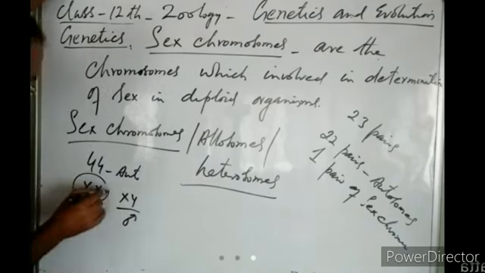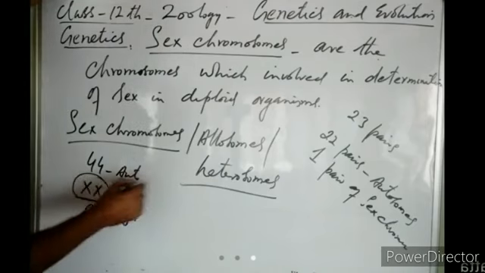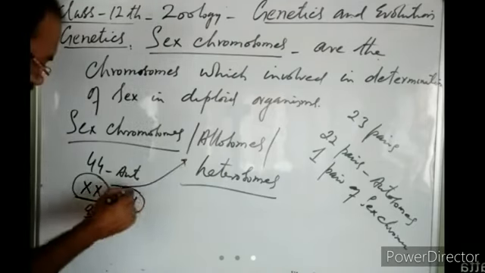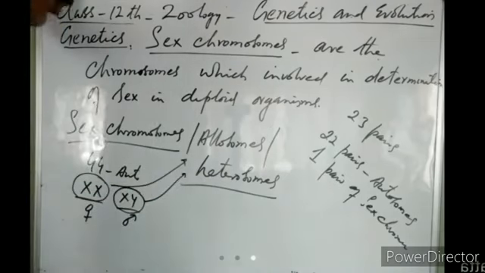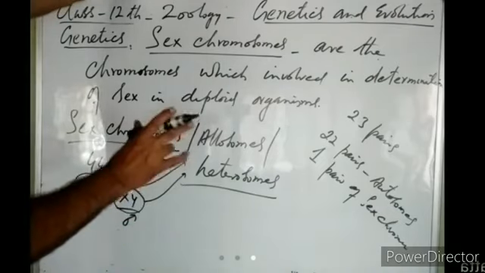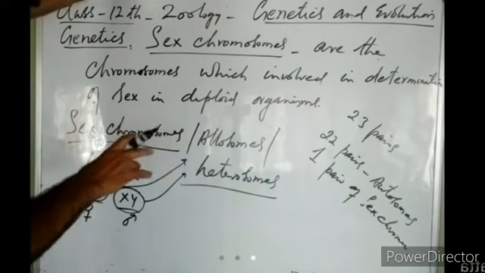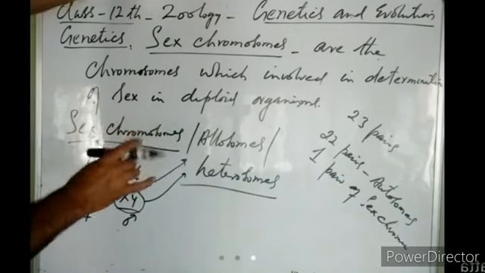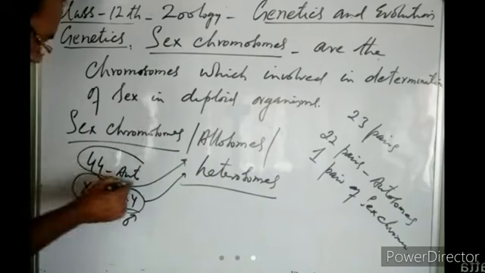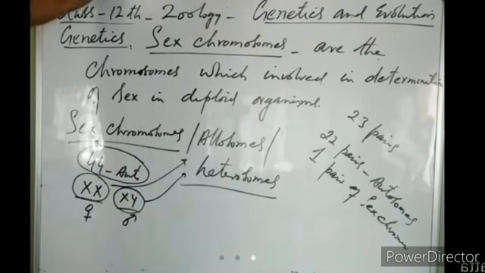So this XX in females and XY in males are the sex chromosomes, allosomes or heterosomes, because it is the combination of these sex chromosomes which determines whether the future offspring will be a male or a female, right? The remaining 44 chromosomes, which have no role in determination of sex, are known as autosomes, right?